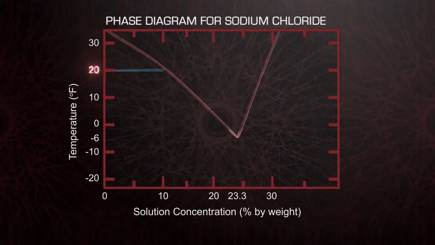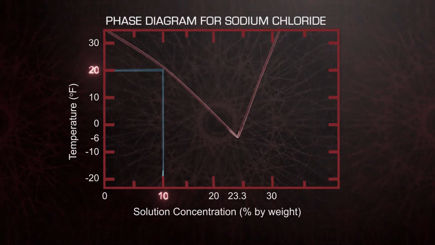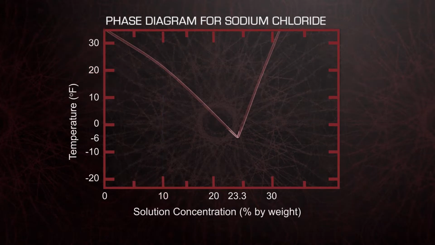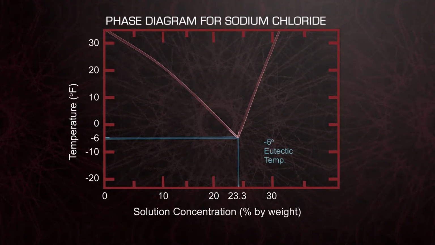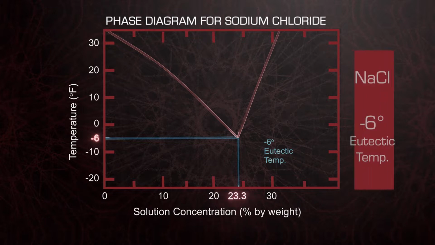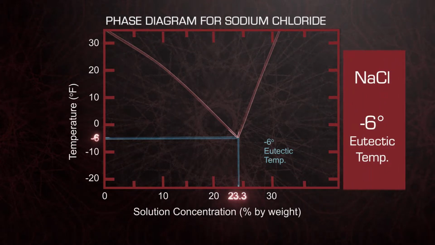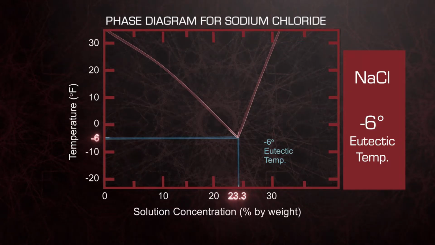For example, at 20 degrees, a 10% solution of sodium chloride could melt ice. The freezing point declines to -6 degrees at a concentration of 23.3% sodium chloride. -6 degrees is sodium chloride's maximum freezing point depression, or eutectic temperature. As the concentration increases beyond 23.3%, the freezing point of the chemical rapidly increases.